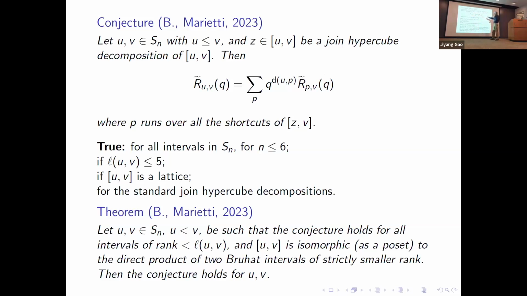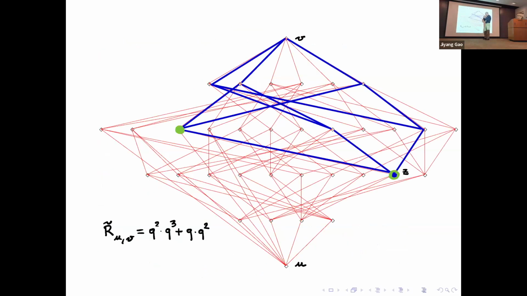Now this implies the combinatorial invariance conjecture, because if you take for Z a Z that is strictly greater than U, then P will be strictly greater than U, and so by induction you can assume that you know these polynomials, so you know that polynomial, and if you know the R tilde, as I was saying, you also know the Kazhdan-Lusztig polynomial. We know this is true for all intervals in S_n for n less than or equal to 6. It's true for intervals of Bruhat poset of rank 5 and for lattices.